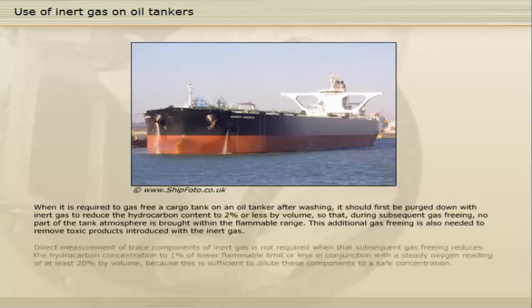Direct measurement of trace components of inert gas is not required when that subsequent gas freeing reduces the hydrocarbon concentration to 1% of lower flammable limit or less, in conjunction with a steady oxygen reading of at least 20% by volume, because this is sufficient to dilute these components to a safe concentration.